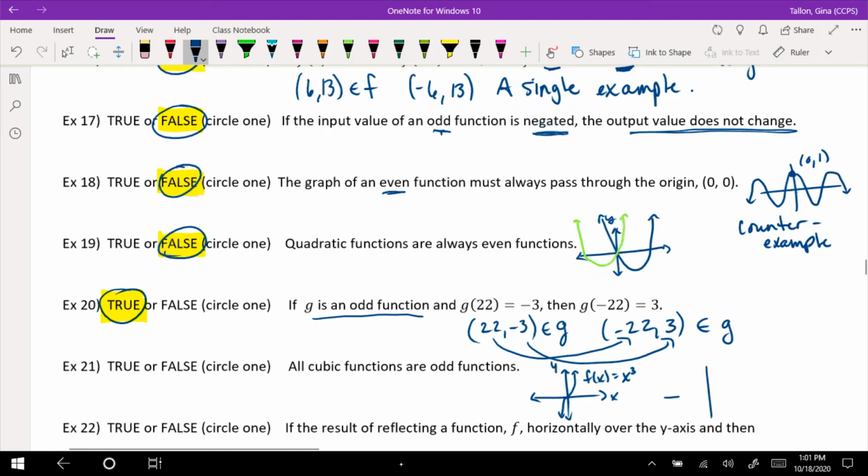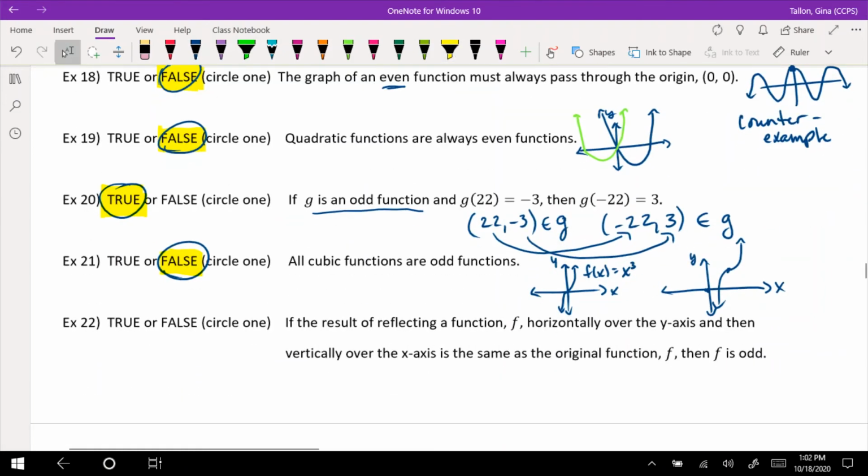But it's also possible to have other functions. That's the basic function, but I could do something that moves over here and has a horizontal and a vertical shift to it. This function is no longer odd, because you don't rotate it around the point (0, 0) in order to fall back on top of itself. So all cubic functions are odd? No, that's not true. Some of them are, but not all of them are. And question 22 is our last true-false.